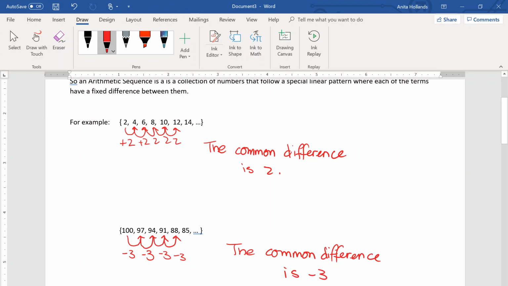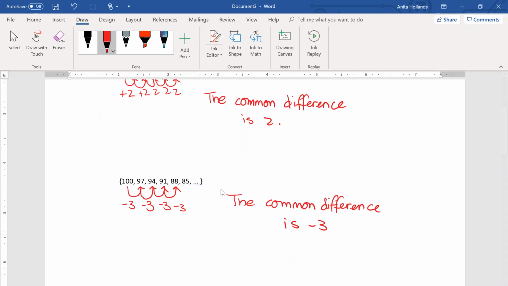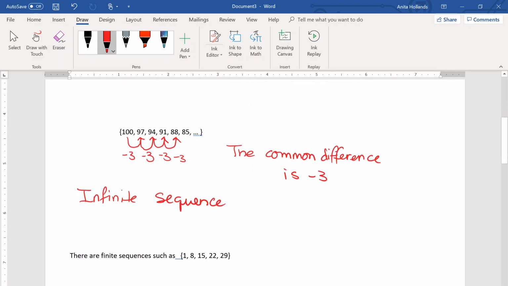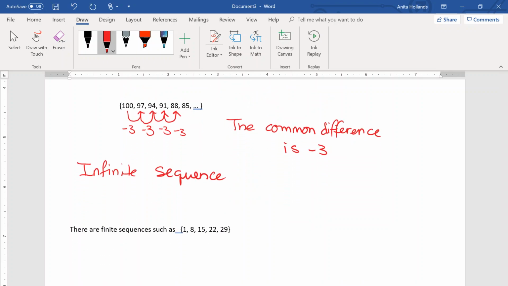Now, you'll also notice for both of these sequences, there are these 3 dots at the end. This symbolizes that these two are infinite sequences. These are called infinite because they don't end. They keep going on forever. Now, there is something called a finite sequence. This next example here is a finite sequence because it has a last term.